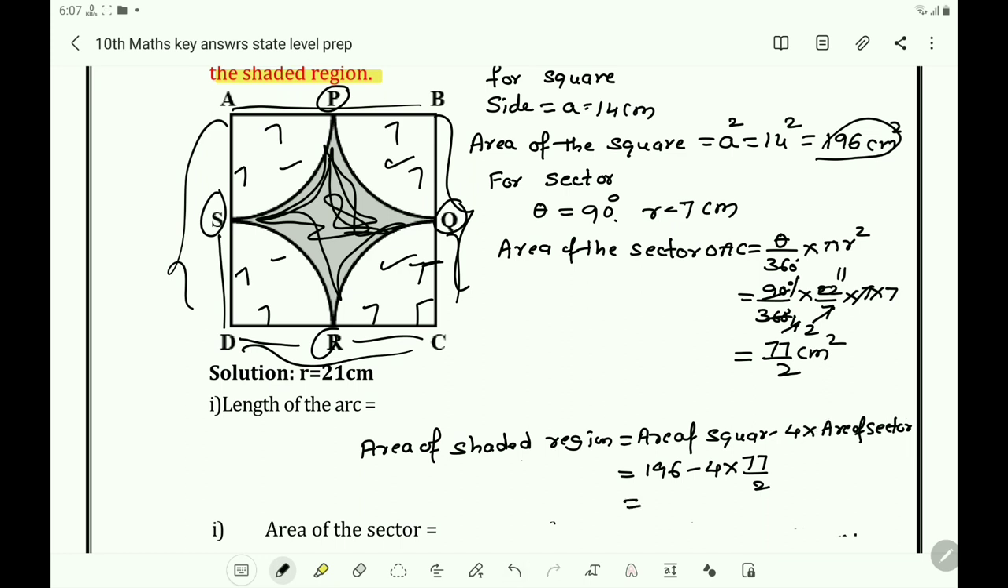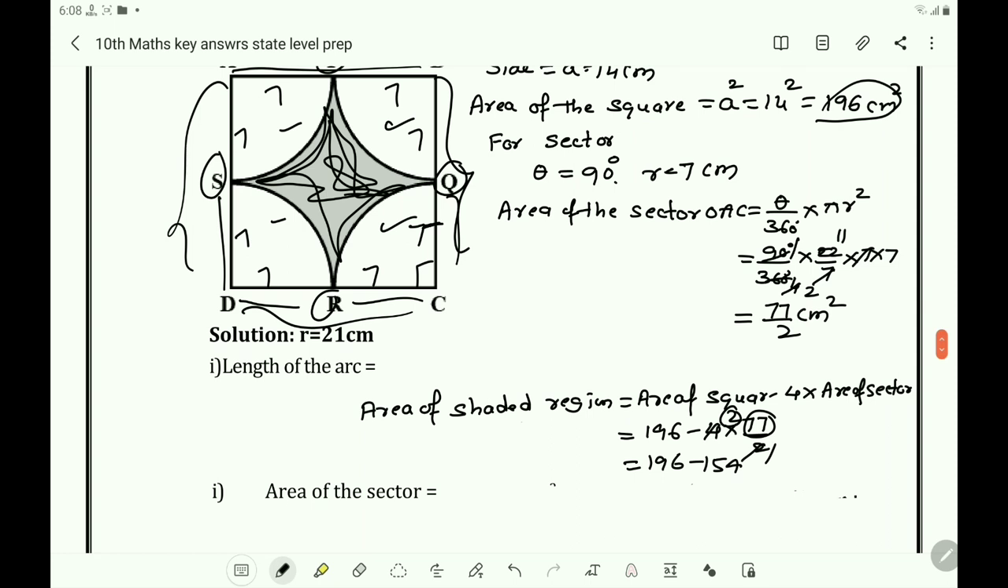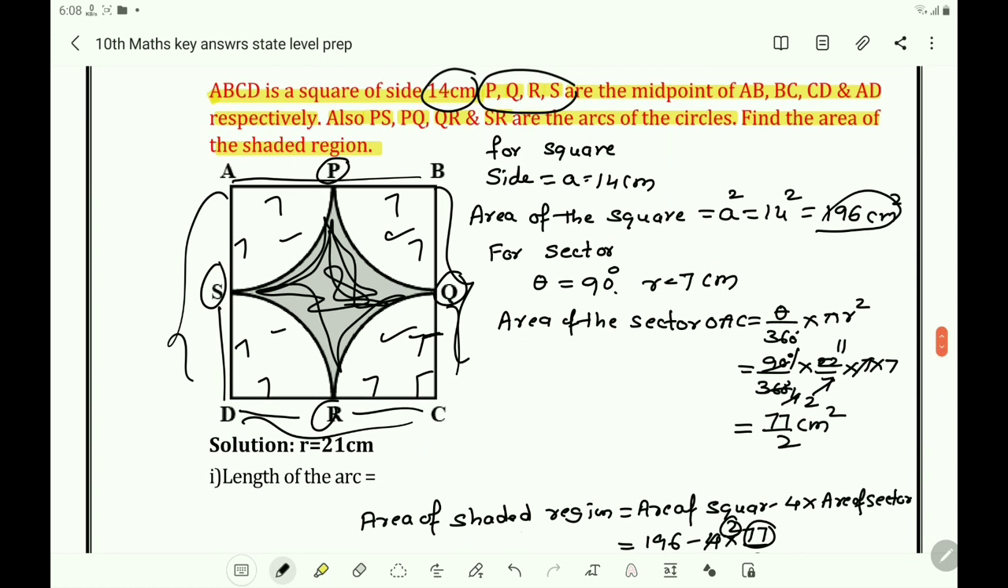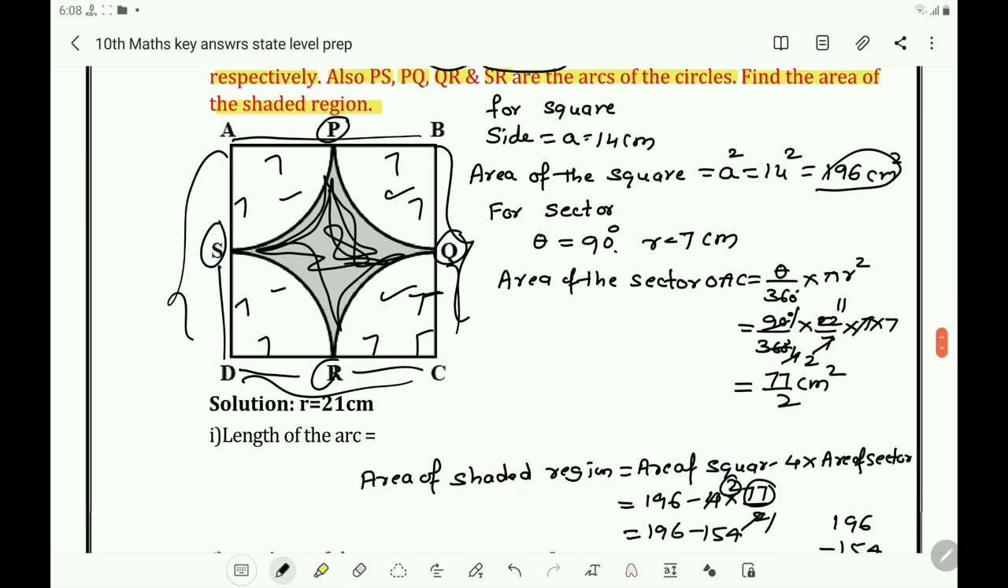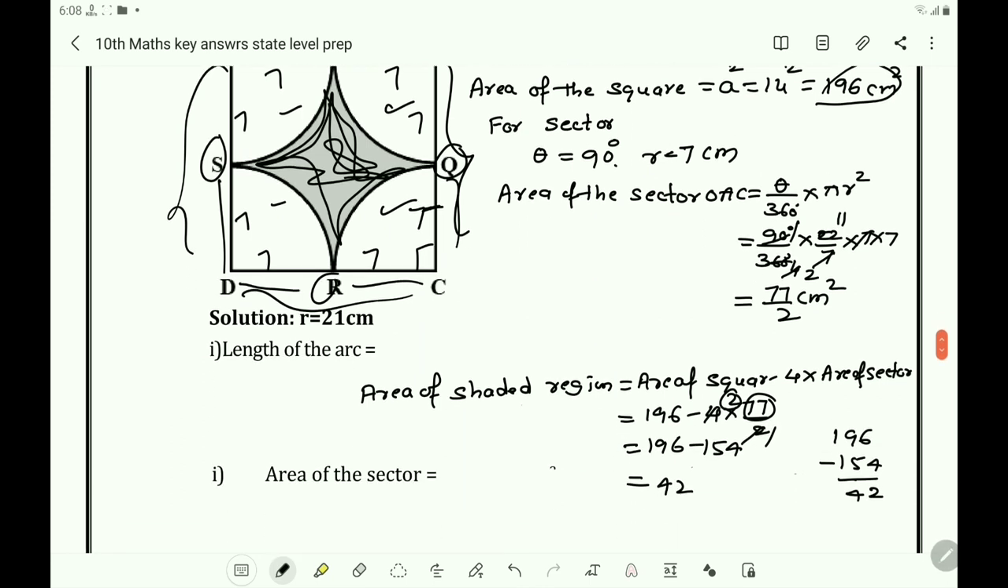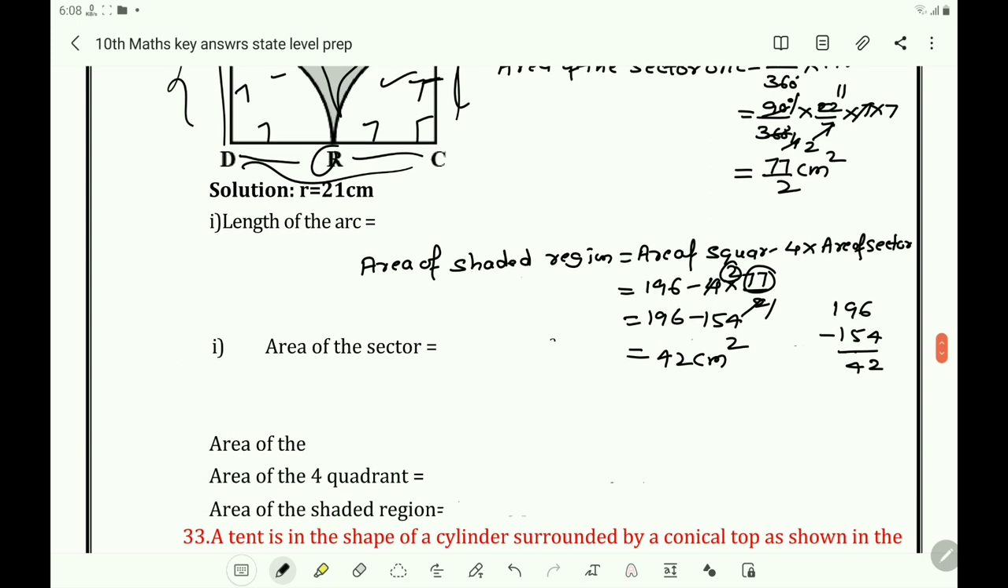So we have 196 minus, 2 ones are 2, 2 twos are 77 into 2 is 154. 196 minus 154. 6 minus 2 is 4, 9 minus 5 is 4, so 42. Here cm is there, so it is 42 cm square. 42 cm square, that is the area of the shaded region.